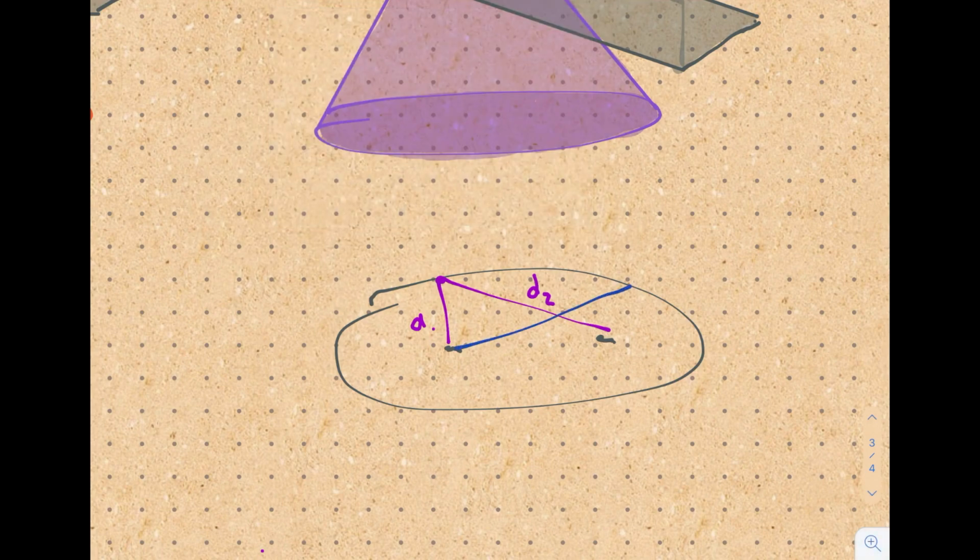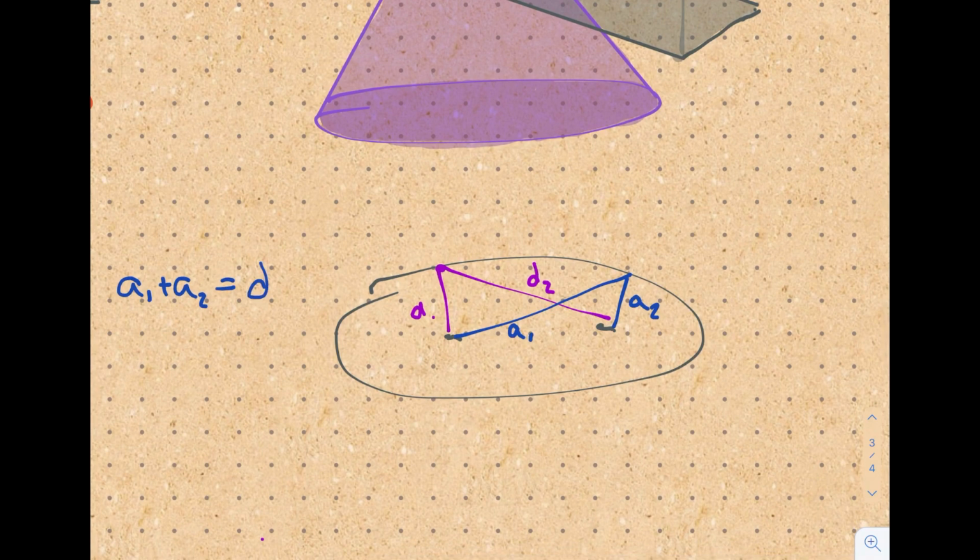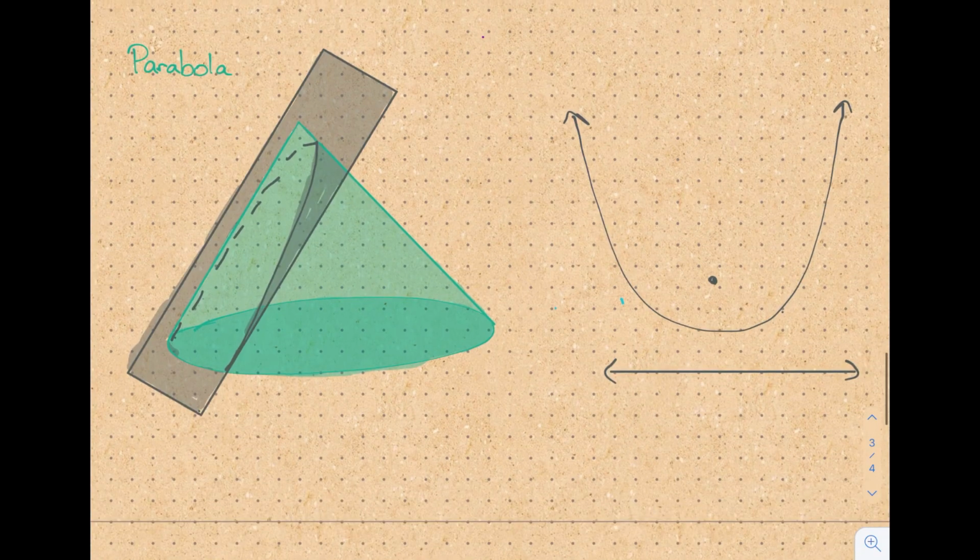So let's pick another point. Let's call these distances A1 and A2. What this means is that A1 plus A2 should be the exact same. It should be equal to D1 plus D2. And this is true for any point on the ellipse. Those two distances are fixed.